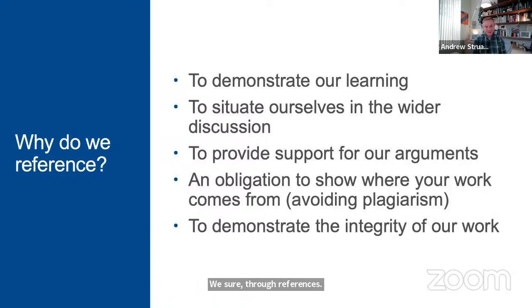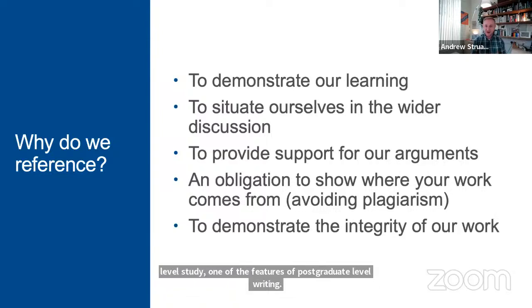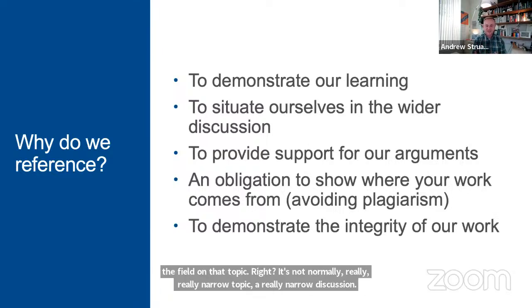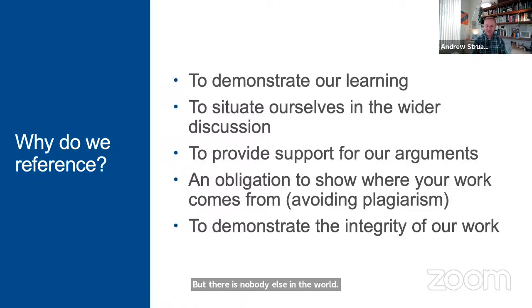Okay. Thirdly, we use references to provide support for our arguments. Again, one of the features of postgraduate level writing is that you will be developing arguments, developing and taking positions on topics where we don't necessarily know the answer. Right? So by the end of your master's degree, you'll be building and creating a dissertation. That dissertation equips you to be the expert in the field on that topic. Right? It's normally a really, really narrow topic, a really narrow discussion, but there is nobody else in the world at that point that will know more about that topic than you. Right? So you will be building the argument for that.